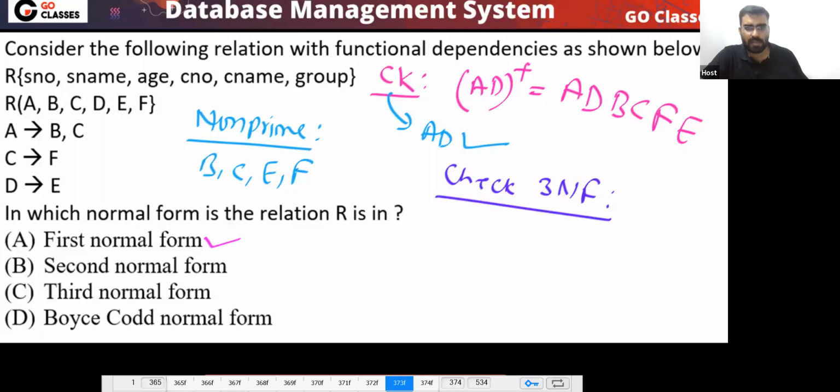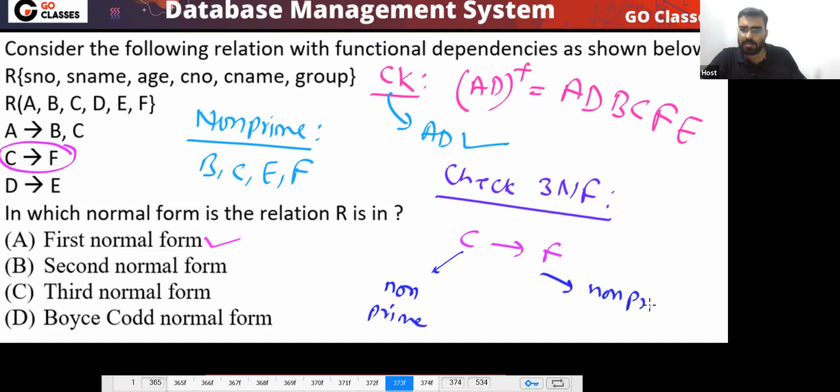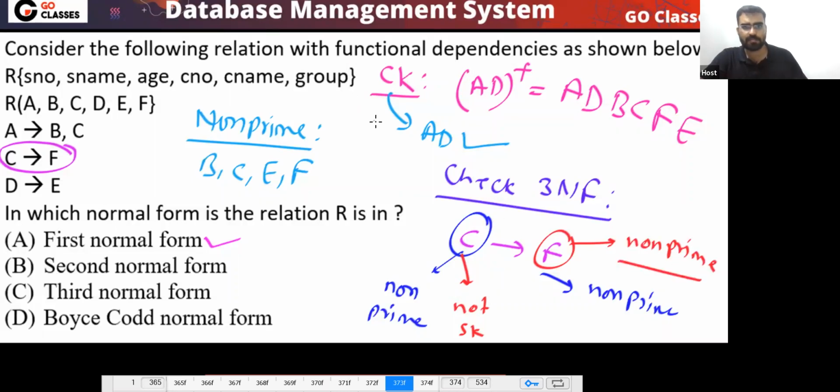Okay, so let's see this. Now you can notice, check for 3NF. What is the violation? Can you notice this is the violation? It is non-prime to non-prime. So you have a violation because it is non-prime, or I can say this is not a super key and this is non-prime. So this is the violation. Correct? So I can say this is not in third normal form also.